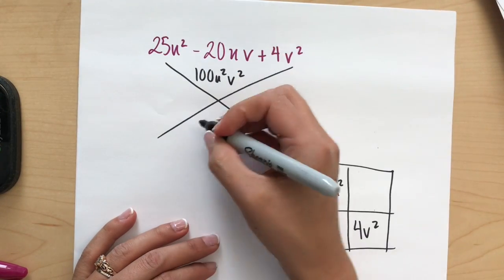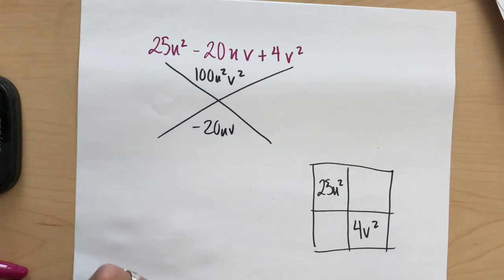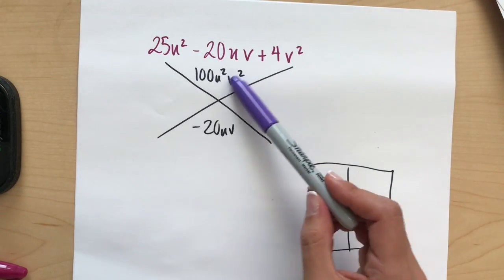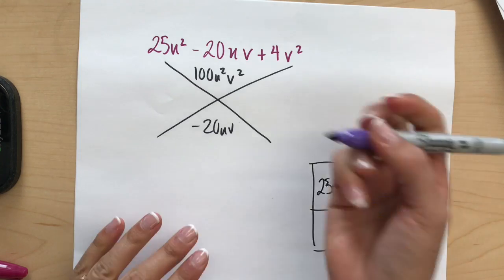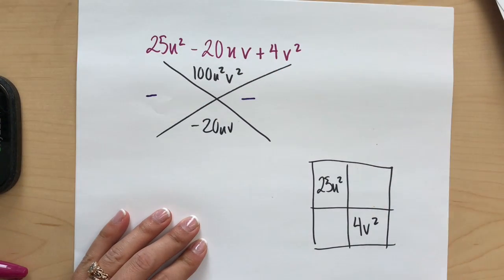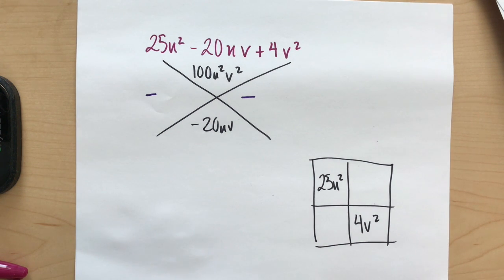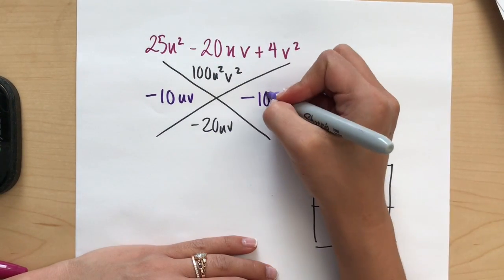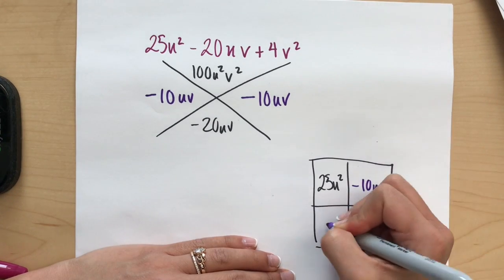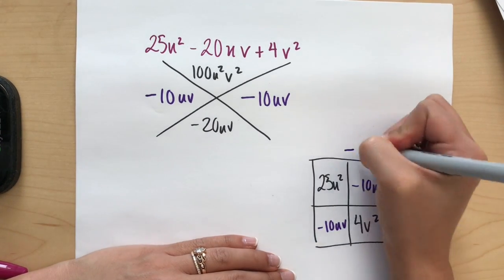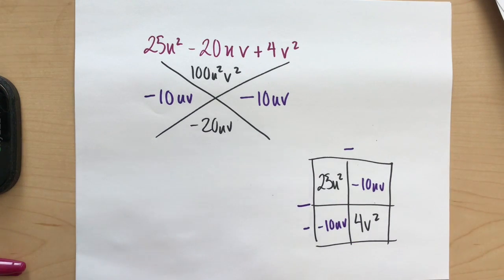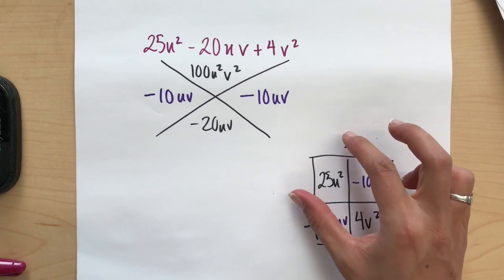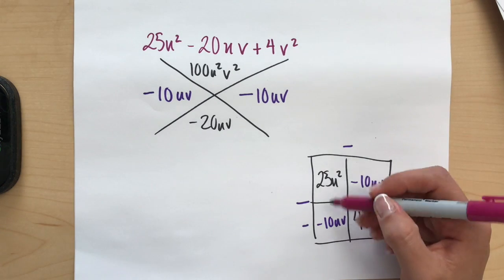Now I'm going to multiply the first and last terms in the top of my X, that's 100u squared v squared, and then at the bottom, I'm just dropping the middle term, -20uv. So I need something that multiplies to 100 and adds to -20, so I know they're both going to be negative if they're adding to a negative and multiplying to a positive. The two factors I think of are 10 and 10, yeah? So they're both going to have uv, right? So -10uv, -10uv. Okay, I'm going to take the sign that I see in those boxes and take them out just to begin.